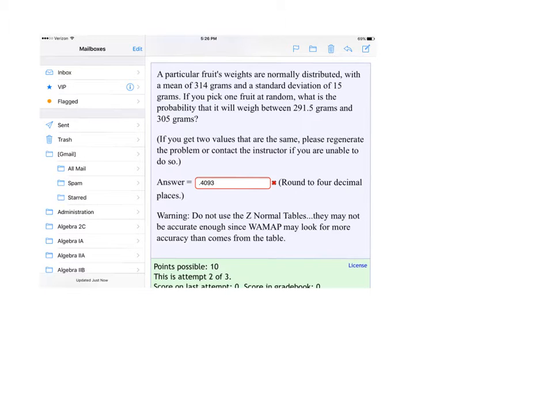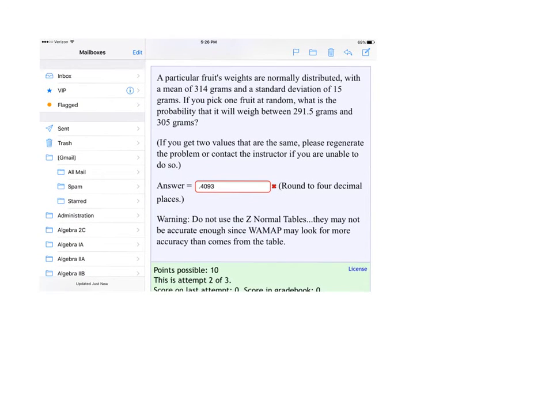In this first problem you sent me, Jaysa, we have a set of data that is normally distributed with a mean equal to 314 grams and a standard deviation equal to 15 grams. And we're asked that if we pick one fruit at random, what is the probability that that fruit will weigh between 291.5 grams and 305 grams.